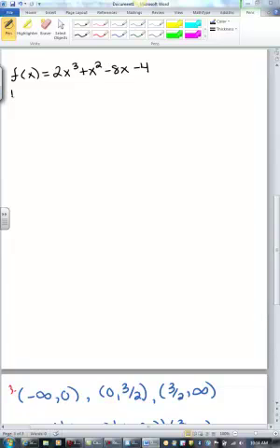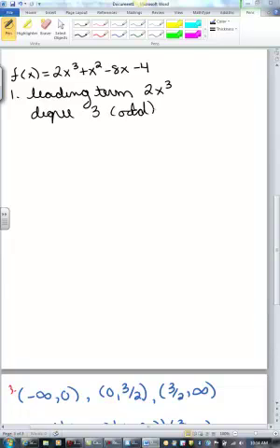Step 1 is to determine that end behavior, the leading term. My leading term I know is 2x cubed. The degree is 3, so that's odd, and the coefficient is 2, which is positive. So my degree is odd, and my coefficient is positive. So my end behavior is going to go something like this.